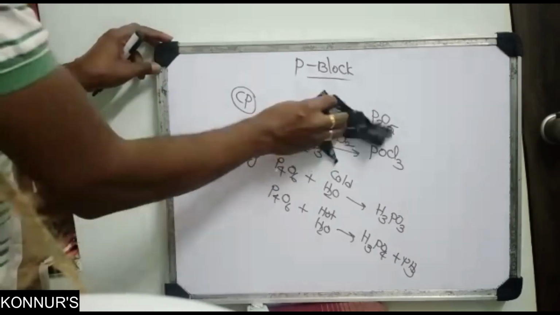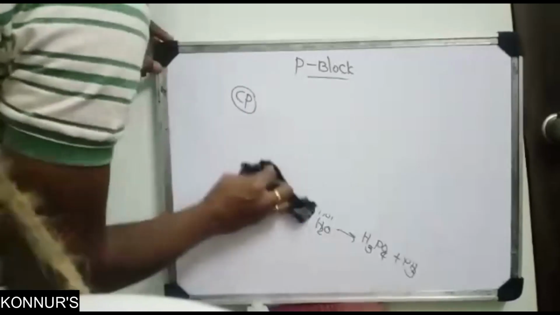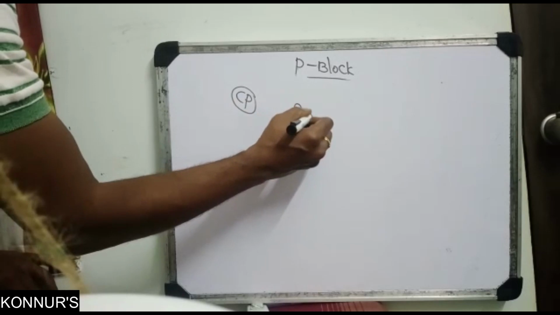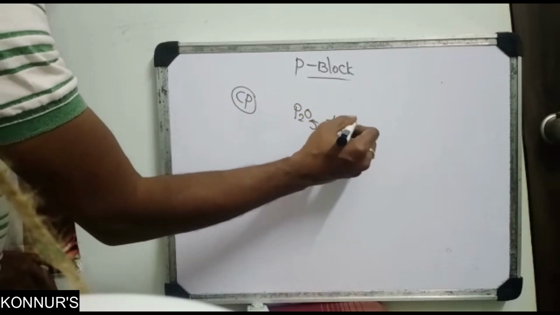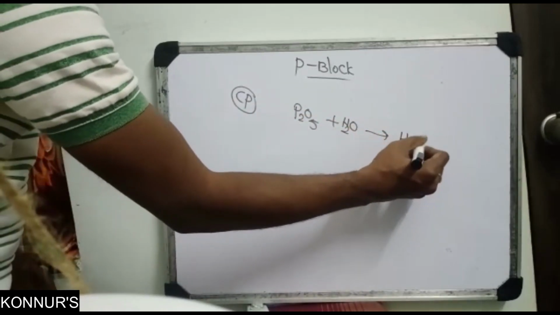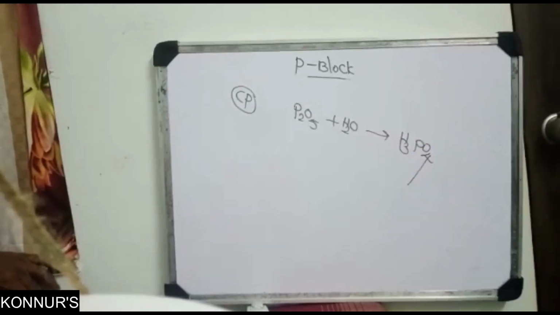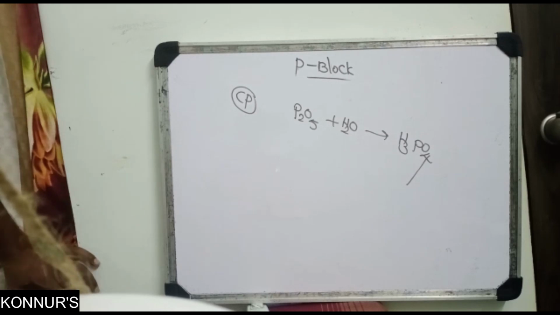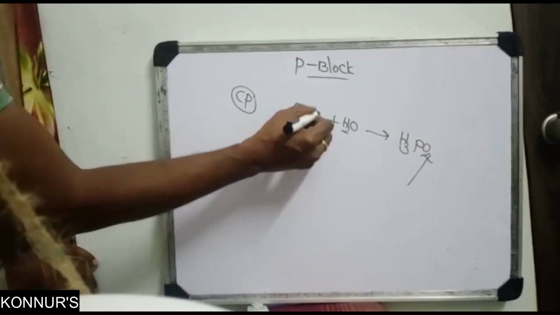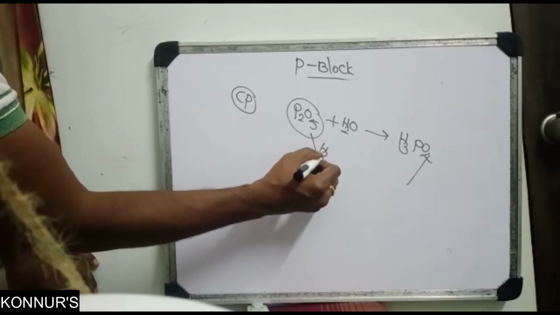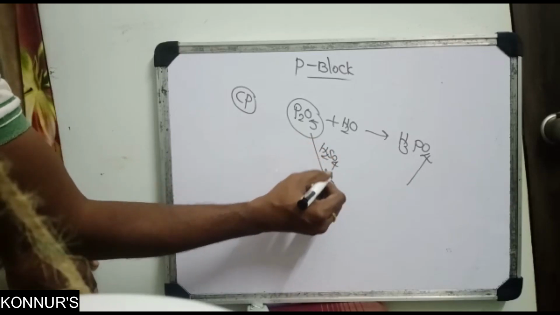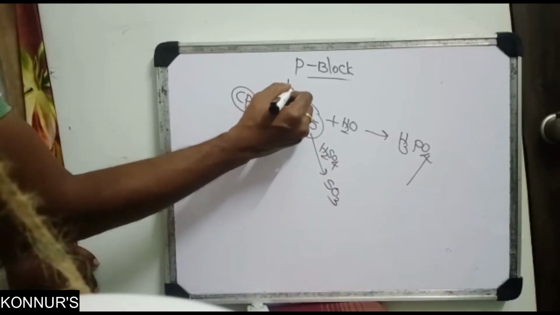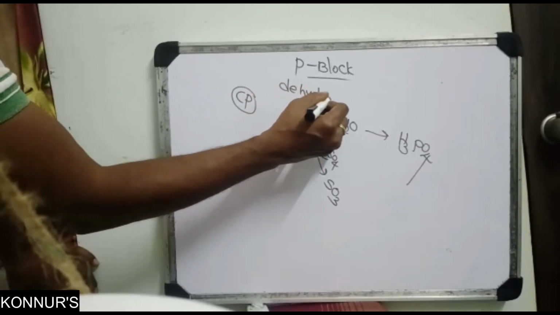concept. Next, chemical properties of P2O5. P2O5 treated with water, your answer is H3PO4, phosphoric acid. Next, suppose P2O5 is treated with H2SO4. Water is eliminated, SO3 comes outside. So P2O5 is a dehydrating agent.